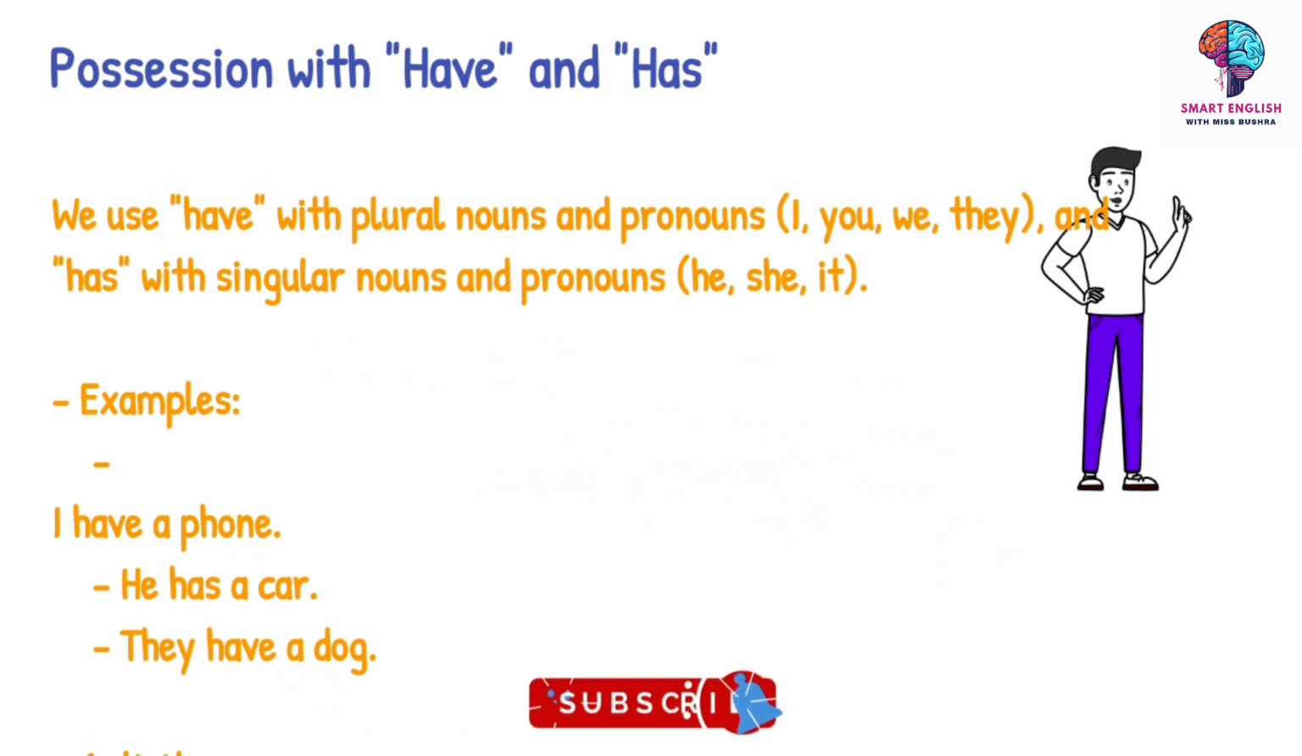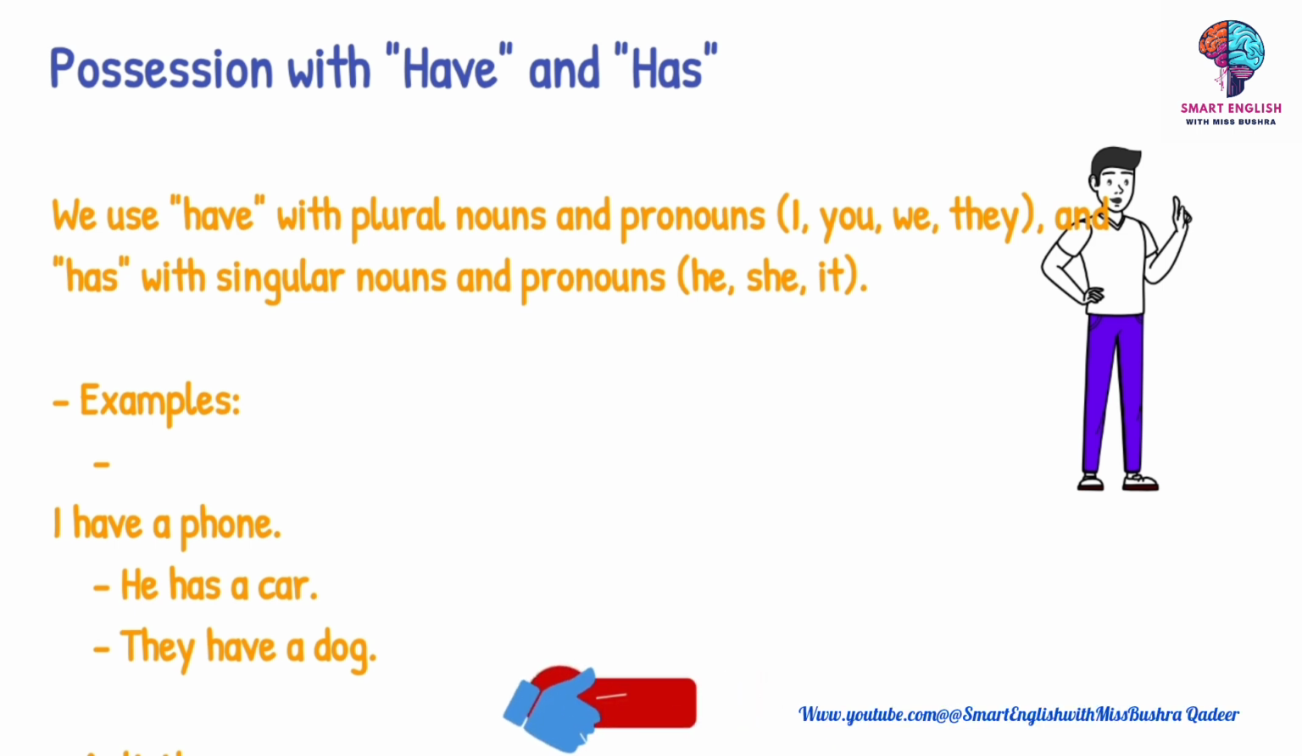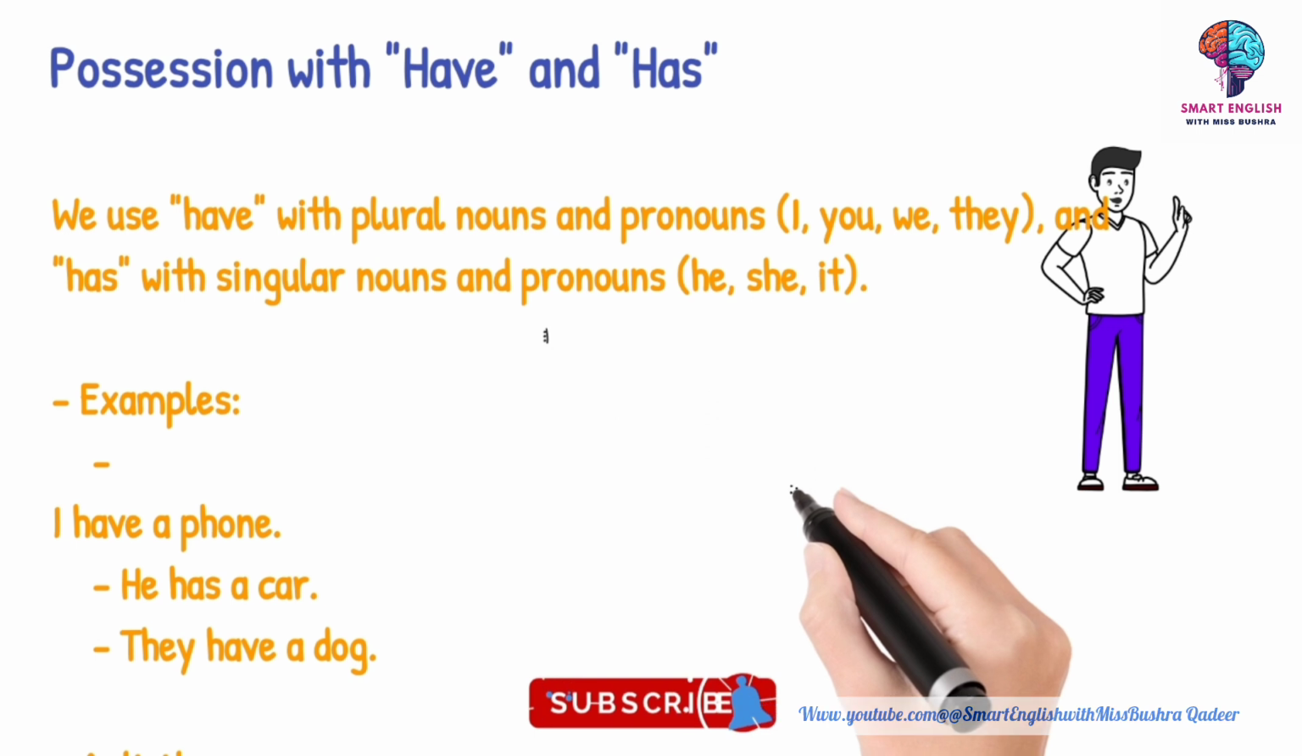I have a car, I have a house, I have many friends, I have toys, she has a job, they have a dog. Similarly, I have, you have, they have, we have. But she has, he has, it has, or any singular noun, we use has.